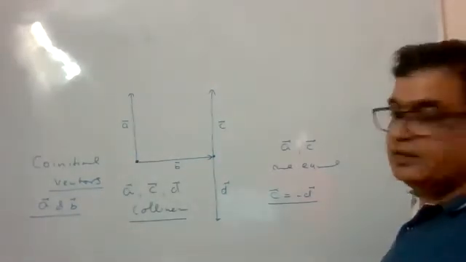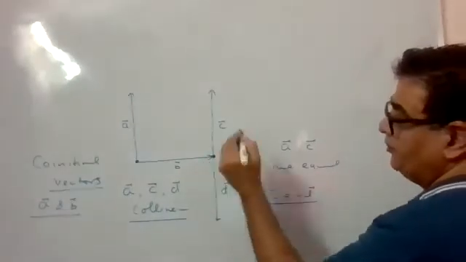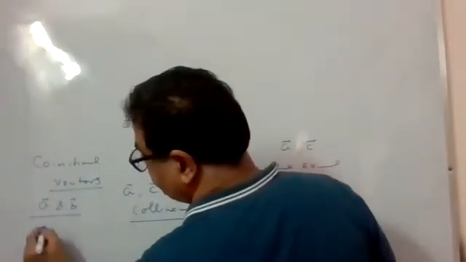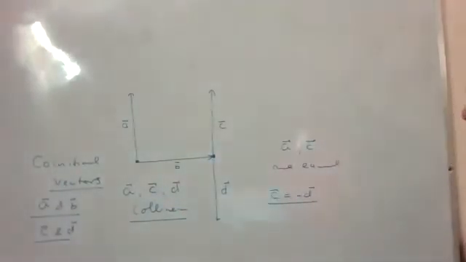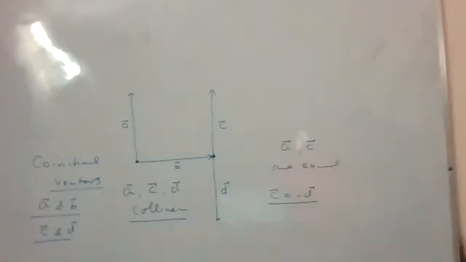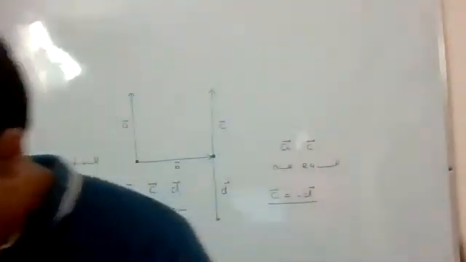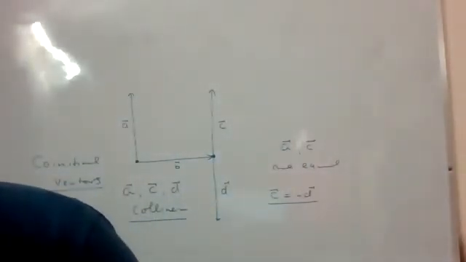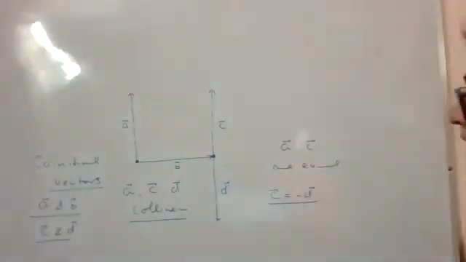That is right. B and C? No. C and D are also co-initial because their initial points are the same. Is it right? So this way, A and B are co-initial, C and D are co-initial. So this way you can have the concept of collinear vectors, equal vectors and co-initial vectors. That way you should keep it.